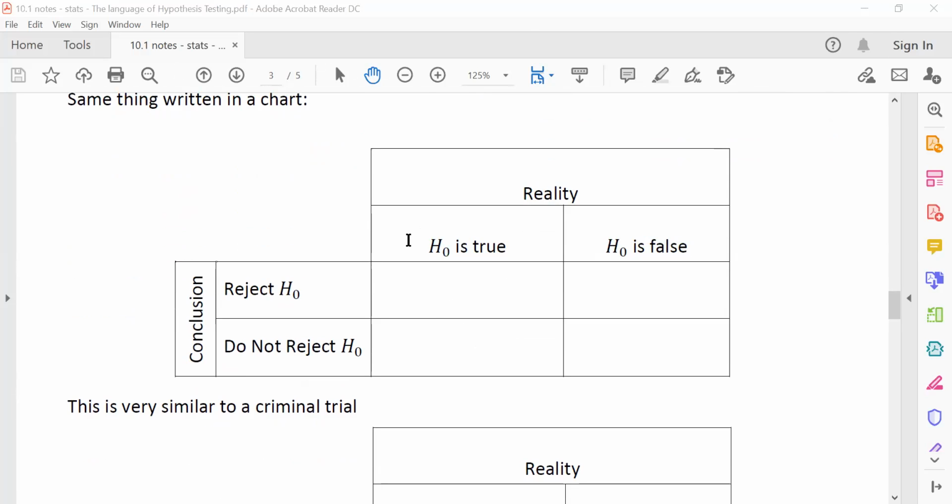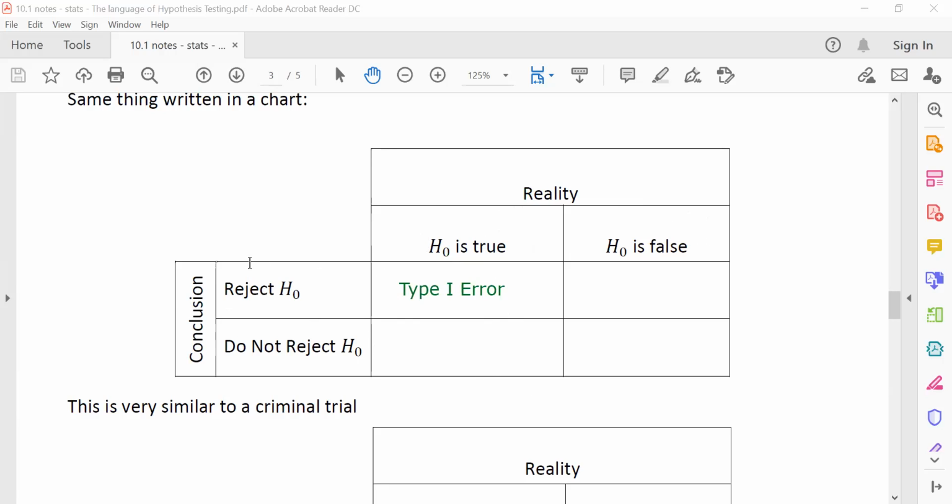Now, what will happen is when the null hypothesis is actually true, but you draw the conclusion to reject the null hypothesis, this is called a type 1 error. It's a mistake because you are throwing out a null hypothesis by mistake when you should not have thrown it out because it actually is true. So these are the only two. This is the reality, but again, reality isn't something you can always know for certain.